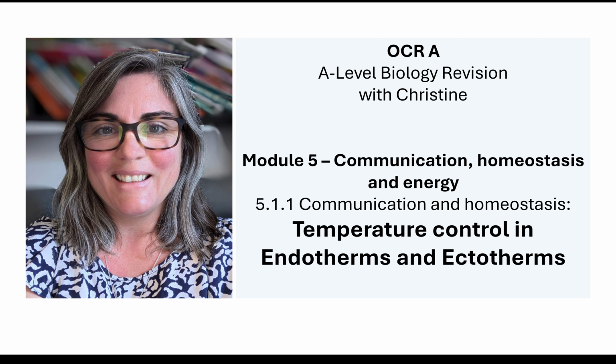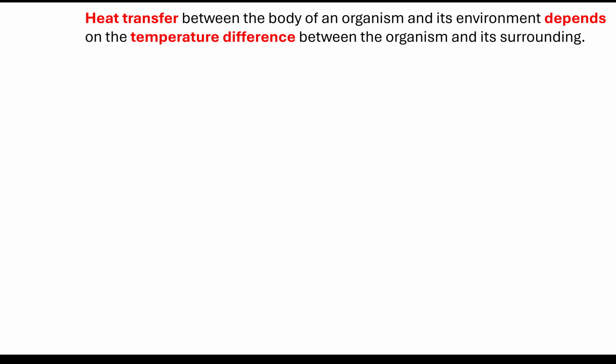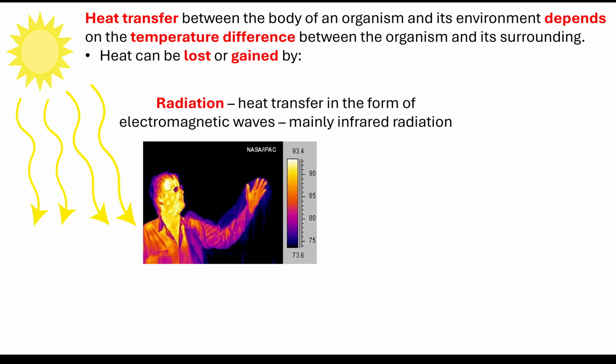So today's lesson I want to look at temperature control in endotherms and ectotherms, but I want to take a step back and remind ourselves about the heat transfer between the body of an organism and its environment, and the fact that this is dependent on the temperature difference between that organism and its surroundings. So when we look at, for example, the loss or gain of heat, we can look at it through the fact of radiation. So radiation is this heat transfer in the form of an electromagnetic wave, mainly infrared radiation.